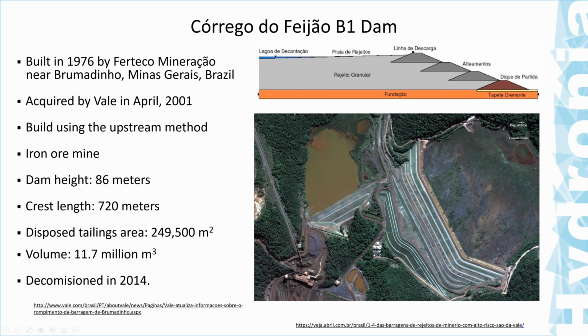The dam was built initially to a certain height, but eventually the height was increased as the amount of deposits increased over time, using the upstream build method. This is something that is not used so much anymore, but it's a method to increase the height of the dam, and it was increased up to a height of 86 meters.